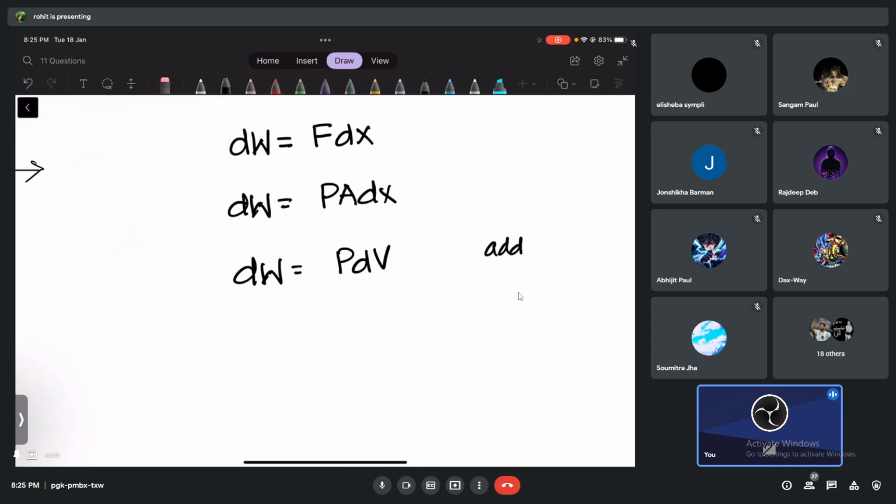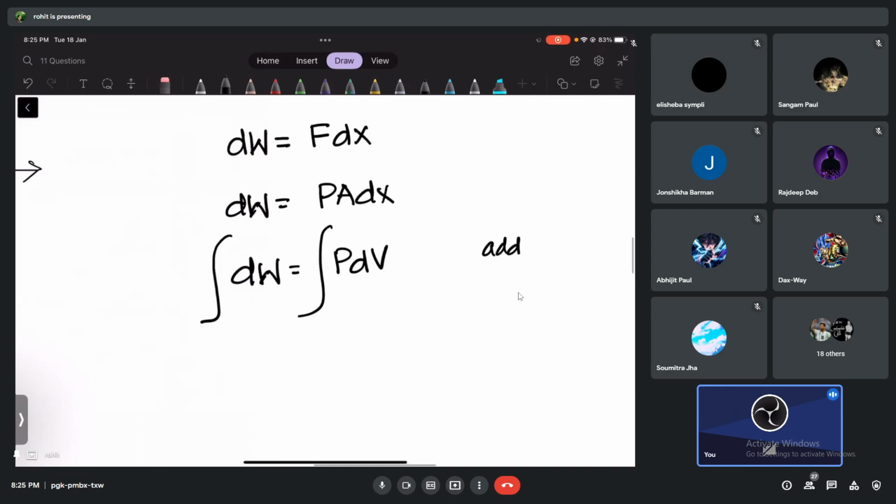The way to represent this is to give this sign, the integral symbol. And I have to tell you from which volume to which volume we are going. So we are going to start from volume V1 and we stop at volume V2. Lower limit and upper limit.